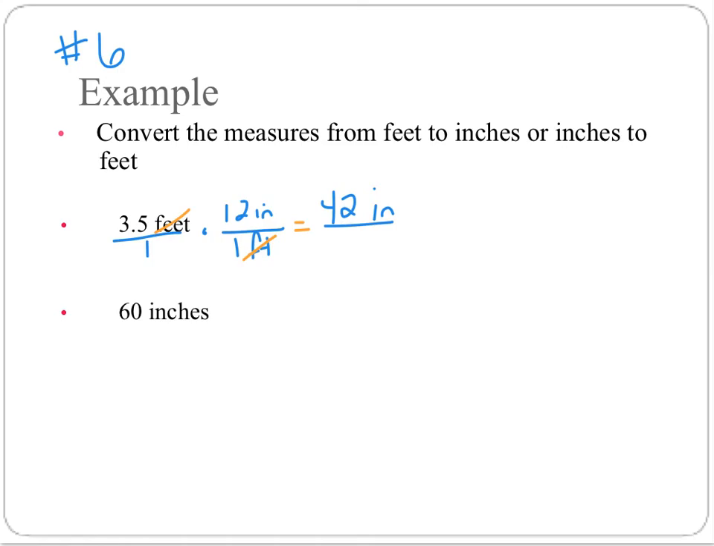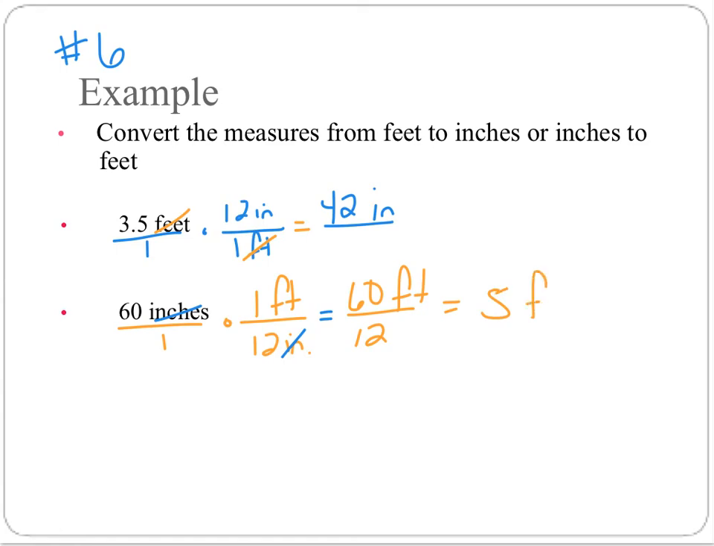On the second example, I have 60 inches. Again, make it a fraction. And this time my conversion factor is going to be 1 foot over 12 inches. Can you tell me why I put inches on the bottom? Yes, because I'm going to be left with feet when I'm done. And that gives me 60 divided by 12 feet, which is 5 feet.